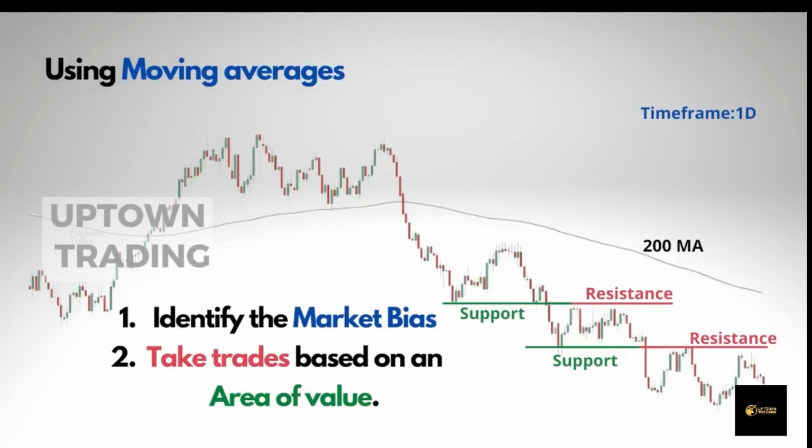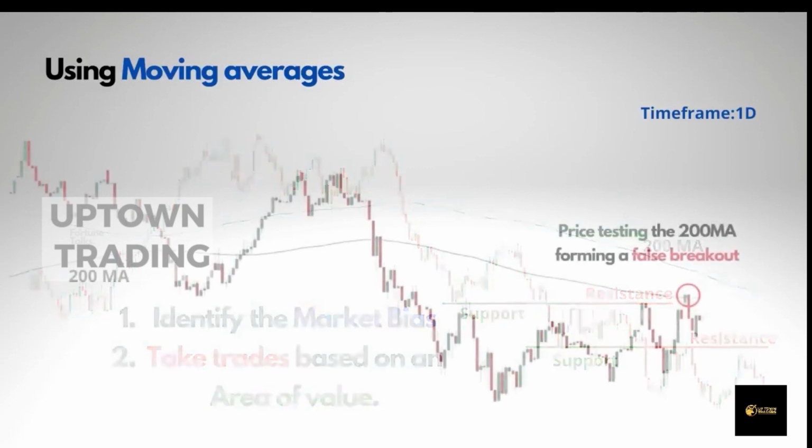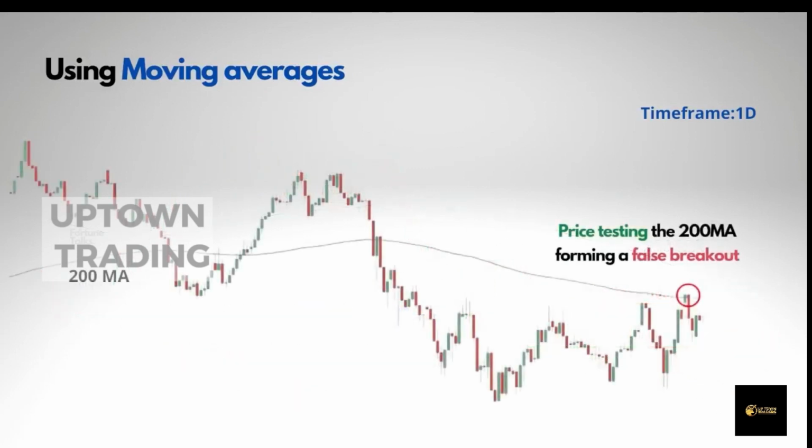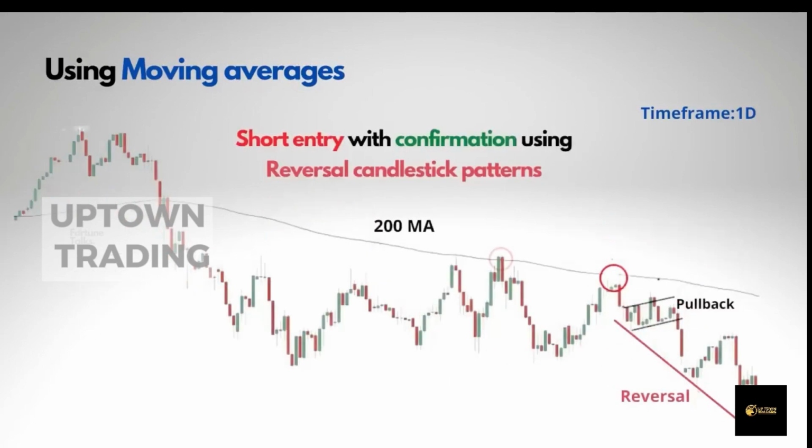And after you have identified your bias, then just reference a market structure like a support or a resistance, or even the moving average itself, to identify the area of value that you want to trade from. And sometimes the price will test the 200 moving average, which is actually an area of resistance, and if it turns out to be a false breakout of the highs, you can use the help of reversal candlestick patterns to take a reversal trade lower. Anyway, the 200 moving average is useful to help you find out the trend reversals and to identify the trade on the right side of the trend.